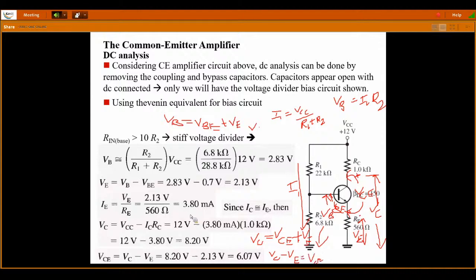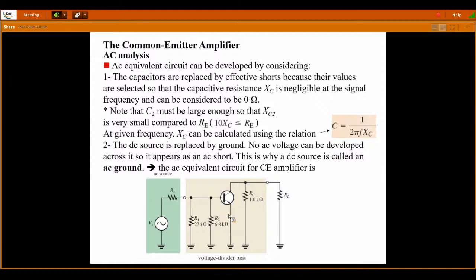So now the collector to emitter voltage is equal to 6.07 volts. Since we know that the collector voltage is 8.2 and the emitter voltage we calculated as 2.13 volts, hence our collector to emitter voltage is equal to 6.07 volts. Now, like this, we'll do the DC analysis of the common emitter.